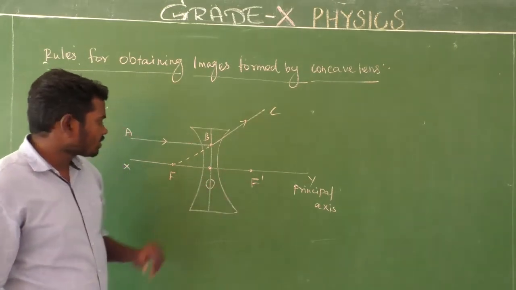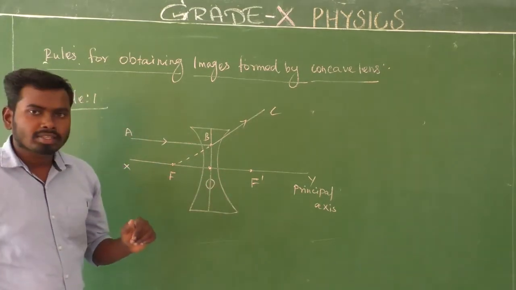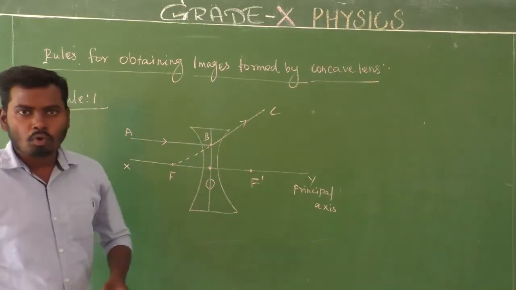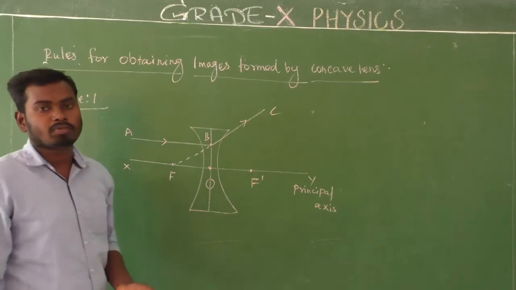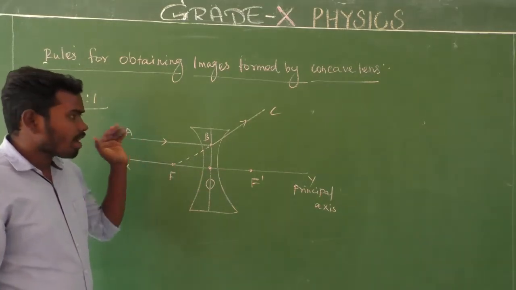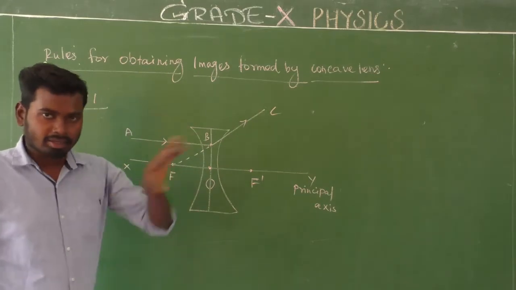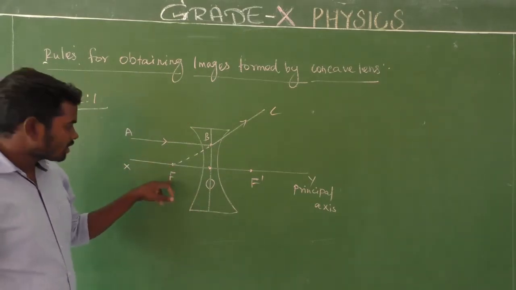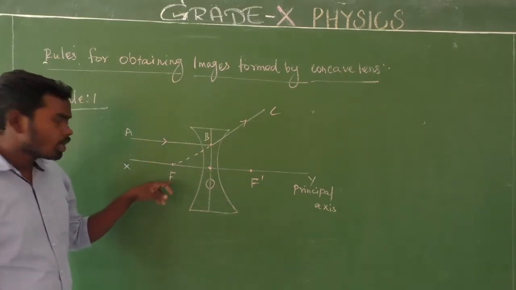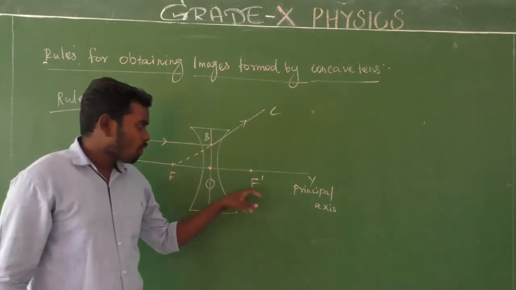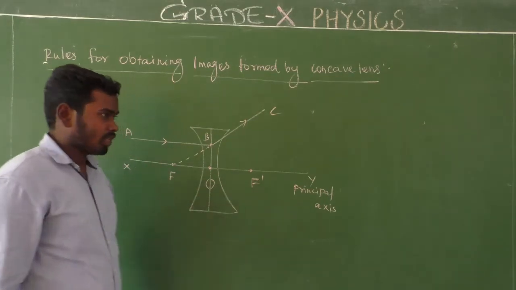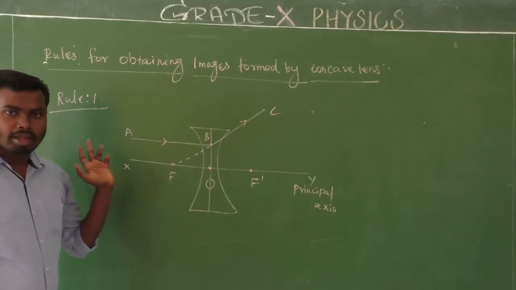Next, focus. In a concave lens, the focus is formed on the same side from where the light rays are coming. Is it clear? Which means this one. So this is the first focus and this is the second focus. The first focus is denoted by capital F and the second focus by capital F dash. Is it clear? Yes.